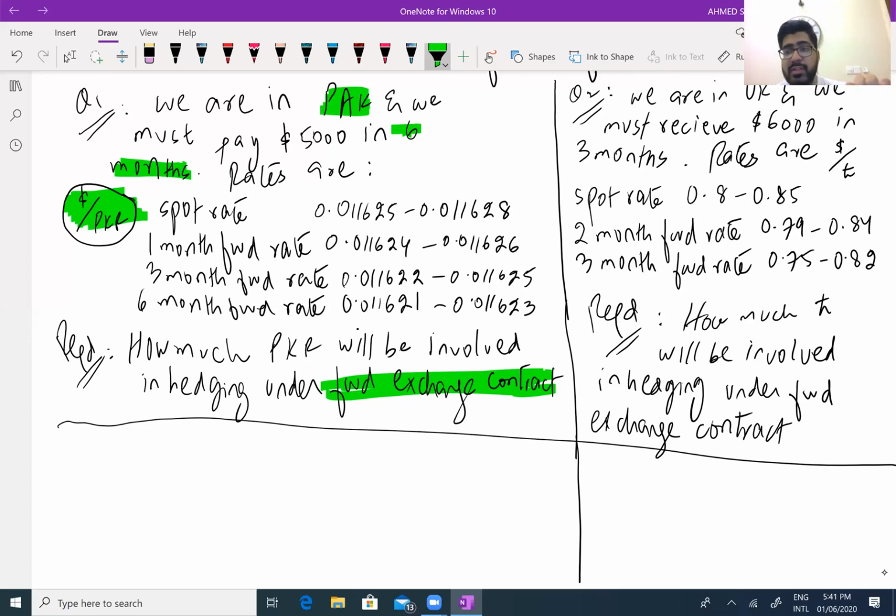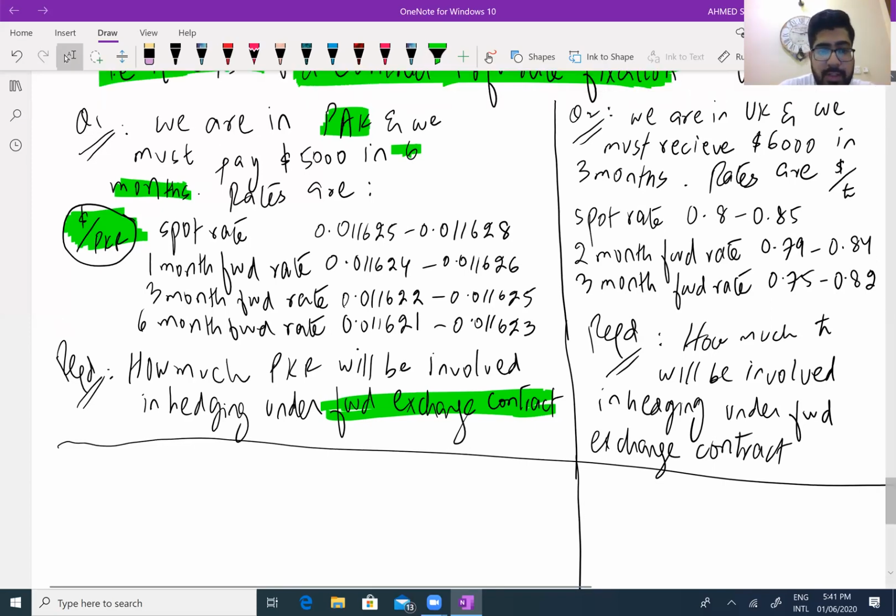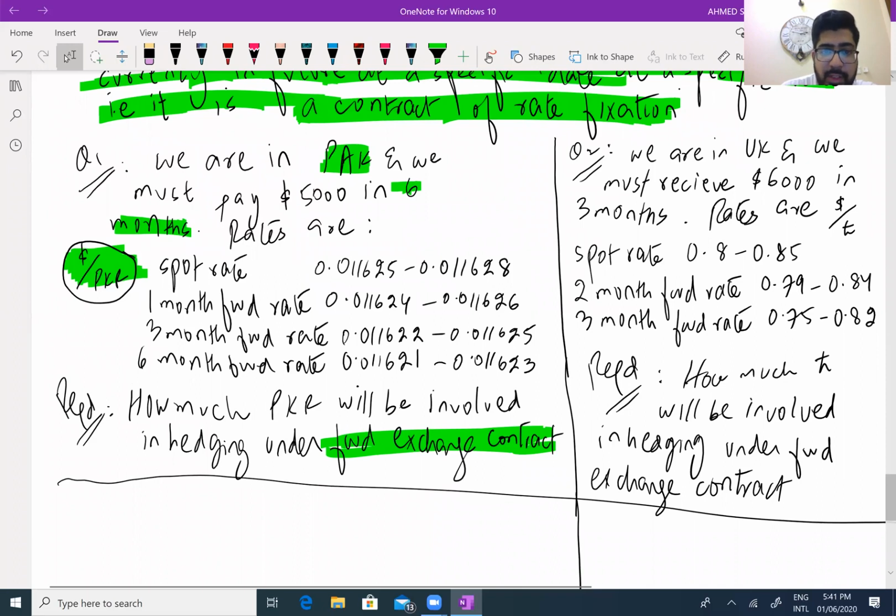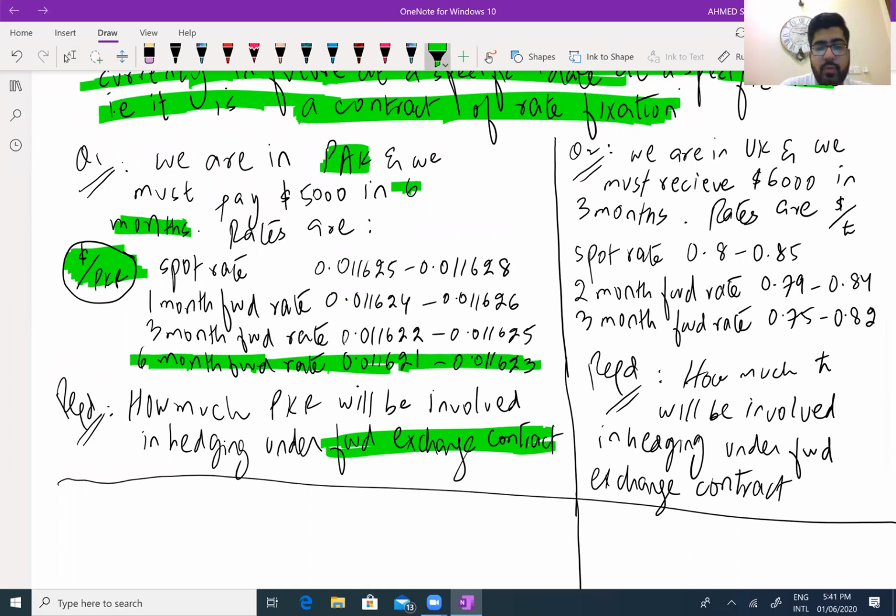Now remember, forward exchange contract is a three-step approach. First, you have to pay after 6 months, right? You have to pay after 6 months. Only this row will be used. Forward exchange contract is of 3 steps, okay? You have to pay after 6 months. Only this row will be used.